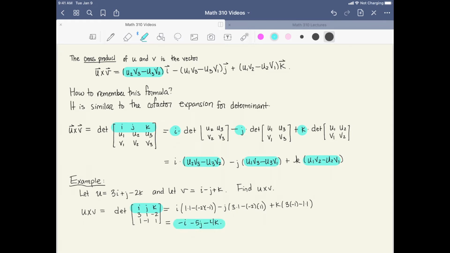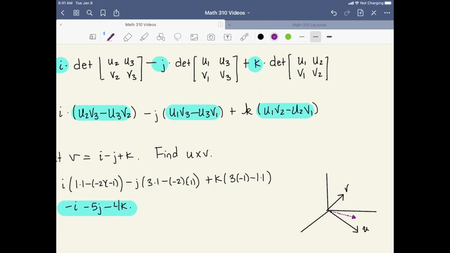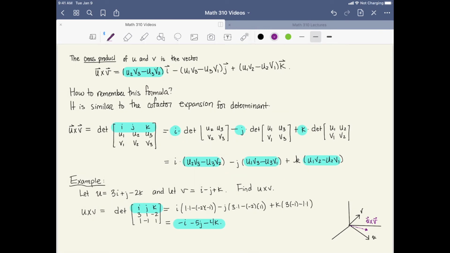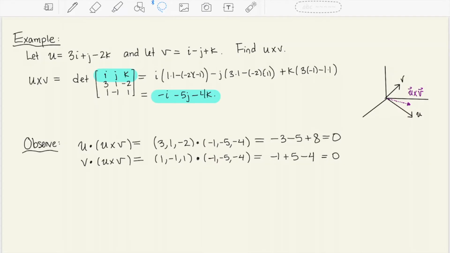And that gives me minus i minus 5j minus 4k after I've simplified all of my formulas. If you like, you can plot these three vectors, u and v, and then the dashed purple vector is kind of pointing away from us, and this is u cross v, using the coordinates that you see in front of i, j, and k. I'd like to now observe something about this example.